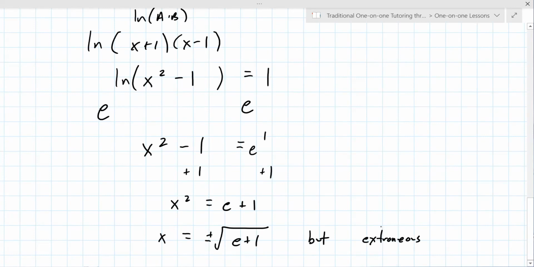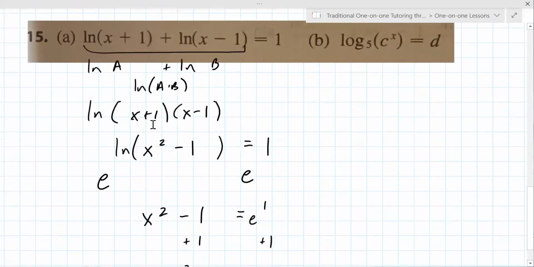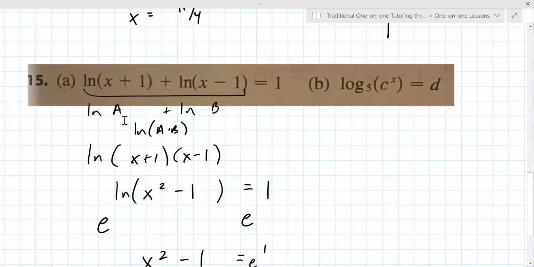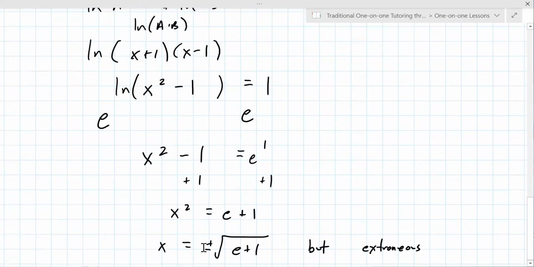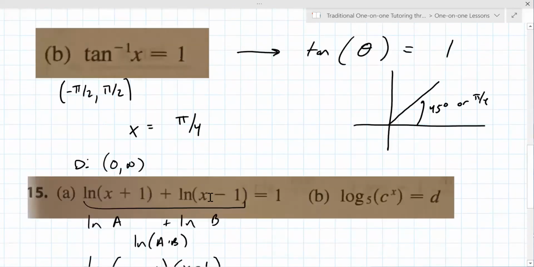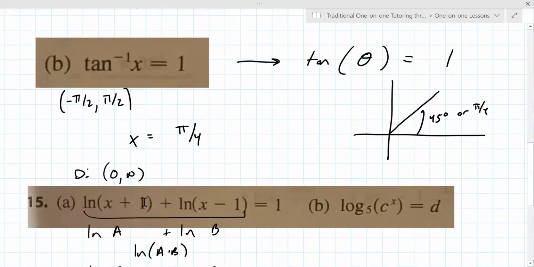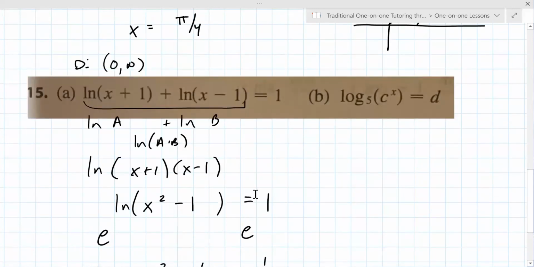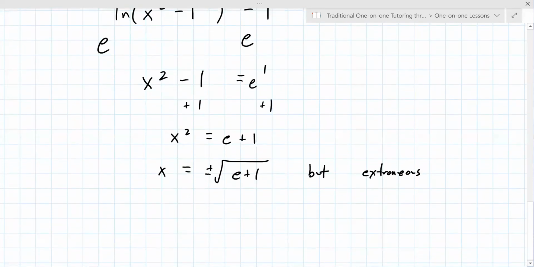So if you go back to your original, the domain of natural log is from 0 to infinity, meaning you can't take the natural log of a negative number. So when you put in the negative, for sure in this one over here on the right, it's going to be negative. I'm not so sure about the one on the left, but for sure over here you're going to have an issue because it's going to be a negative number minus a negative number, or minus a number, still negative. So it's undefined there. So your only answer is the positive square root of e plus 1.